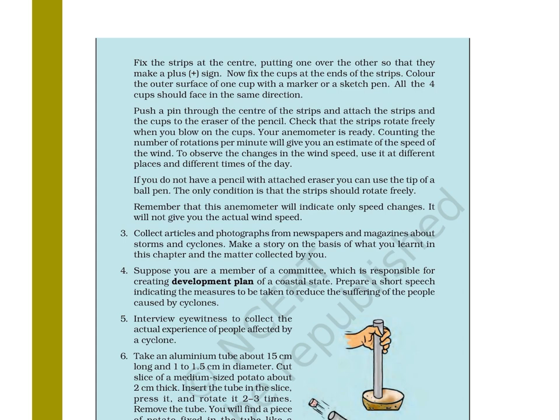Push a pin through the center of the strips and attach the strips and the cups to the eraser of the pencil. Check that the strips rotate freely when you blow on the cups. Your anemometer is ready. Counting the number of rotations per minute will give you an estimate of the speed of the wind. To observe the changes in the wind speed, use it at different places and different times of the day.